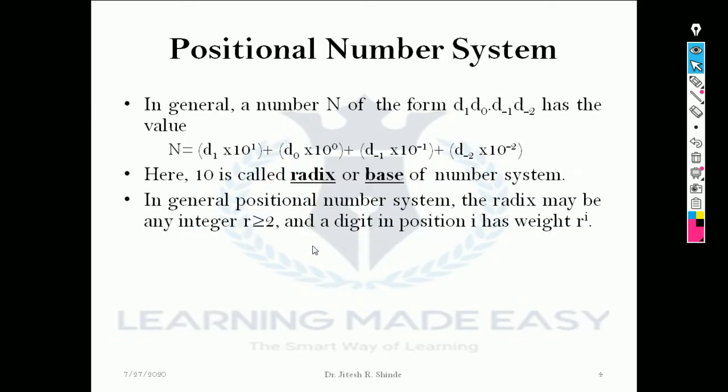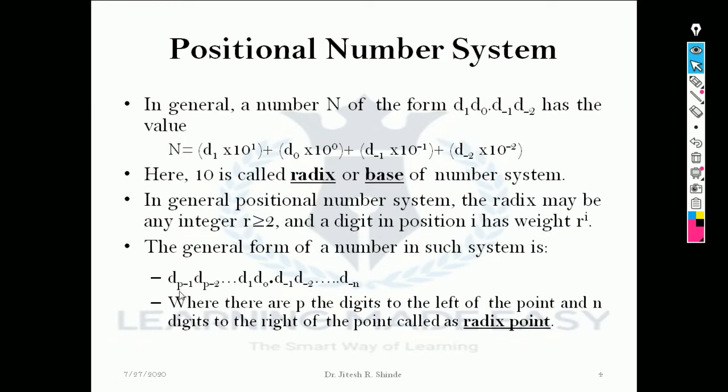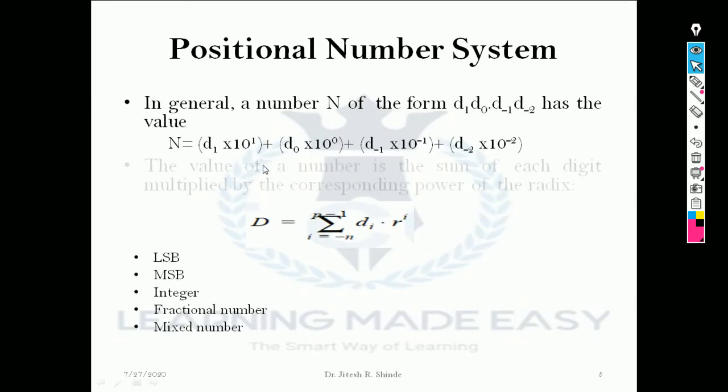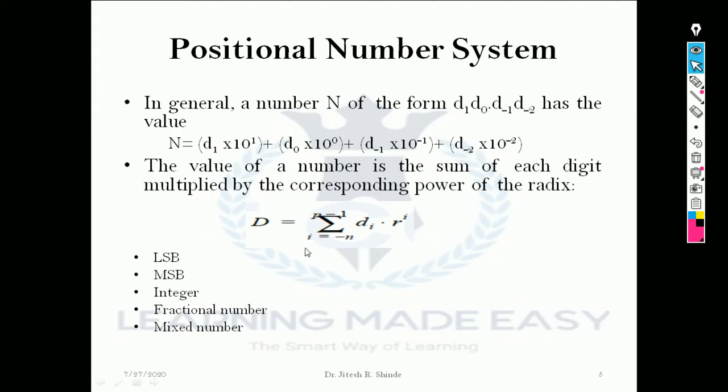Here we assumed that the position number extends from 0 to p-1, and after the decimal point it extends from -1 to -n. So the summation range we define is i equal to -n to p-1, d sub i into r to the power i, where r indicates the base. Thus the value of a number, this formula indicates, is the sum of each digit multiplied by the corresponding power of the radix.